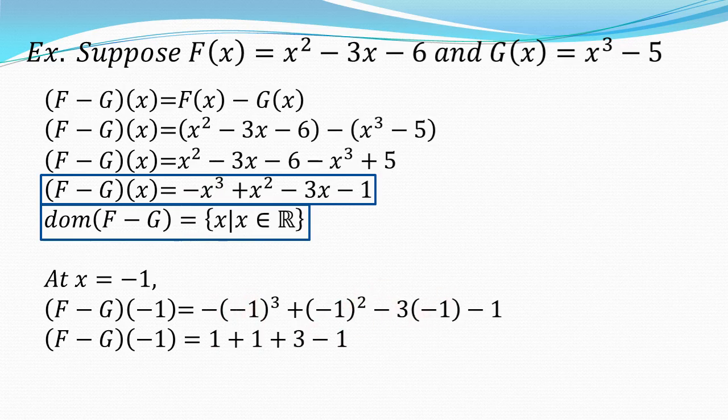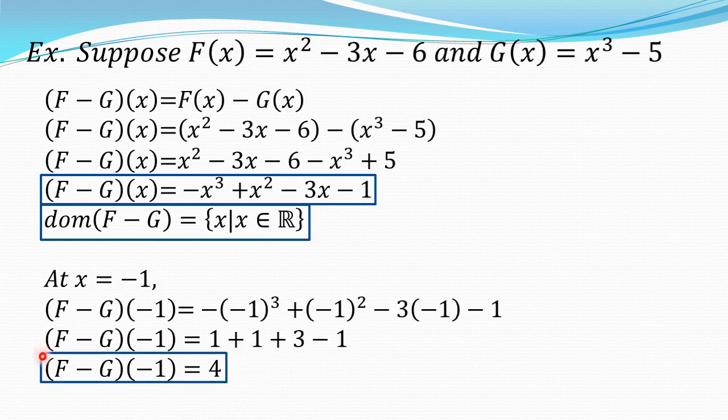Evaluating each of those, you get positive 1 because this is going to be negative 1, right? Times negative, so positive. And this is going to be positive 1, and this is going to be positive 3, negative 1, and you get 4. That's your final answer for f minus g of negative 1 is going to be equal to 4.